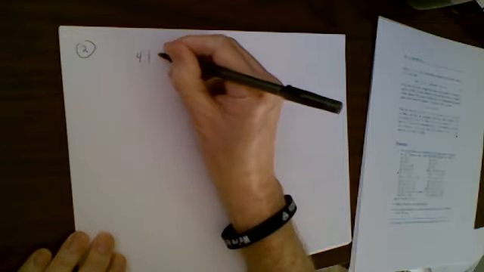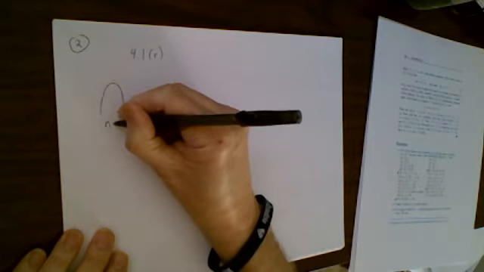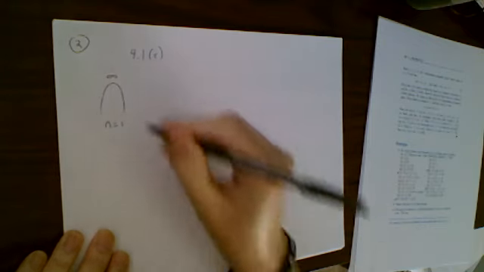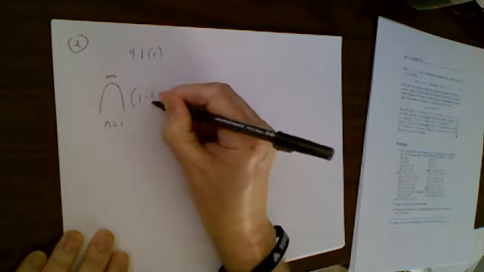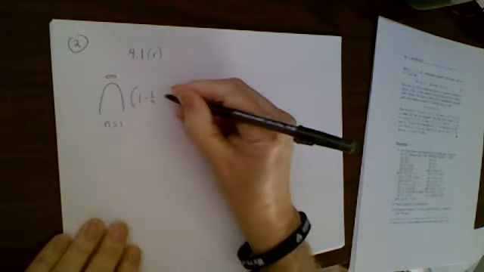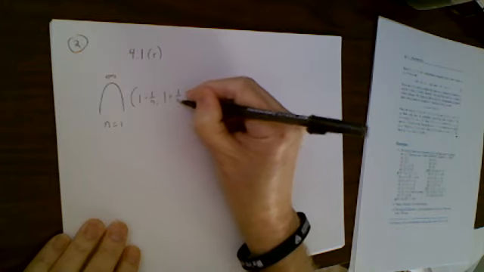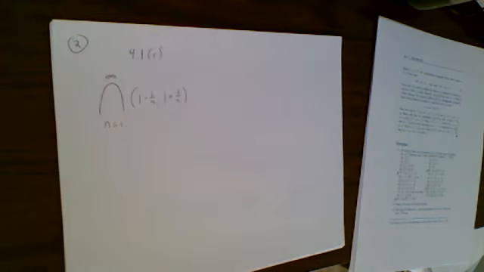Two more parts of 4.1 people were interested in. There's 4.1, part R, where the setting question is an awful lot like the one we just looked at. The intersection from n equals 1 to infinity of the open intervals. Well, it's not the same as the one we just did, so I'll be a little bit more careful. Okay. We're taking the intersection of these open intervals.